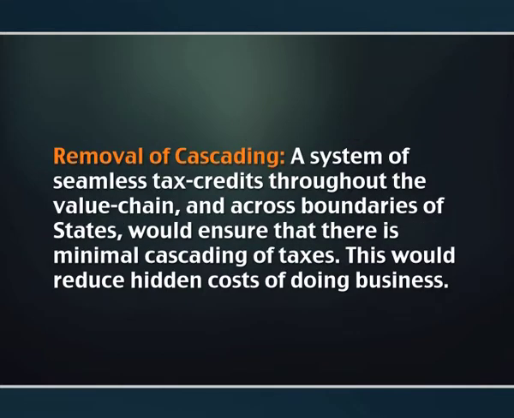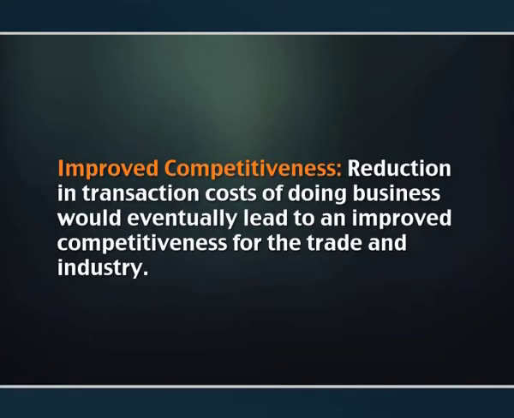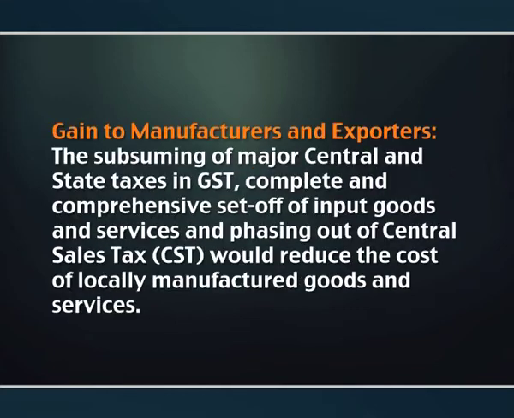Removal of cascading. A system of seamless tax credits throughout the value chain and across boundaries of states would ensure that there is minimal cascading of taxes. This would reduce hidden costs of doing business. Improved competitiveness. Reduction in transaction costs of doing business would eventually lead to an improved competitiveness for the trade and industry. Gain to manufacturers and exporters. The subsuming of major central and state taxes in GST, complete and comprehensive set-off of input goods and services and phasing out of central sales tax would reduce the cost of locally manufactured goods and services.